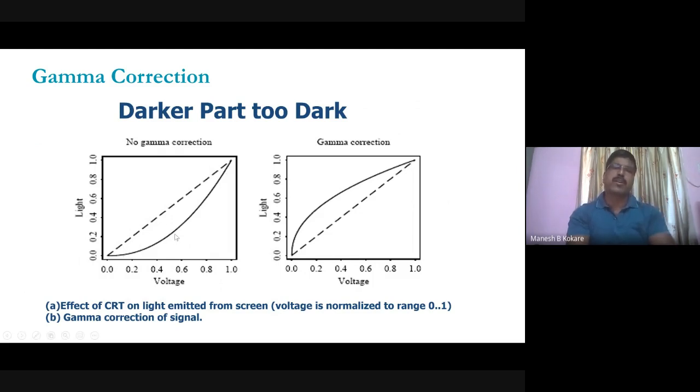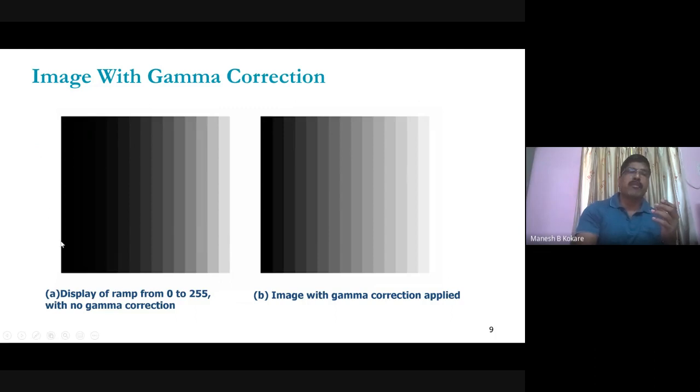So how do you make the correction? You just have to add some value like this. If you add this value, then you will get the linear response. Adding this value is nothing but gamma correction. So what happens if your image is not gamma corrected? If your image is not gamma corrected and you display it on the computer screen, then at the lower side we are not able to distinguish between the different gray levels.